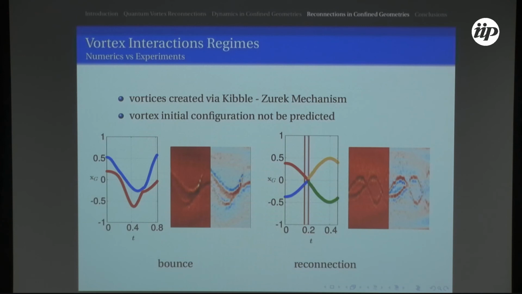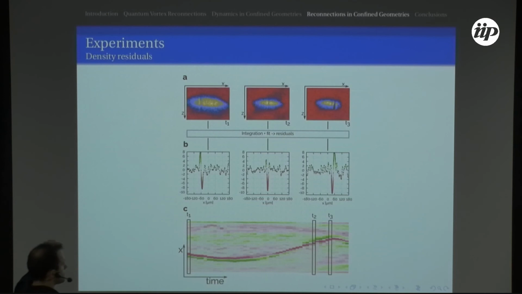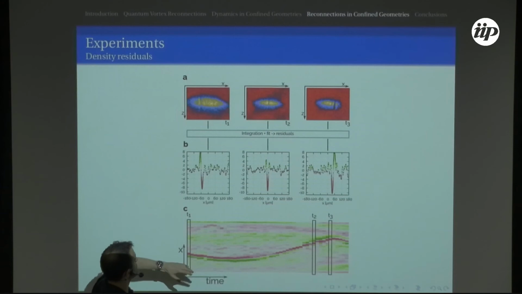Okay, and so here is the comparison between the numerics and the experiment. Of course, we put the vortices where we want. The experiment creates the vortices stochastically with the Kibble-Zurek mechanism, so we don't know where they are, and they did hundreds of realizations. The only thing I want to point out from the experimental setting is that by outcoupling a fraction of 1% of the atoms, the colors which appear here give information concerning the orientation of the vortex.